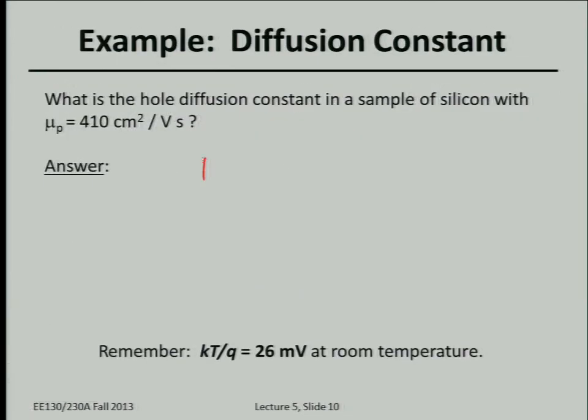So basically Dp, and we already know mu p, and we know that relationship. So we just multiply by kT over q, which is 410 centimeters squared per volt per second times kT over q, which is 26 millivolts. We can just do simple math. I did that before, so it's 11 centimeters squared per second. As you can see, it's consistent with the units we just talked about.